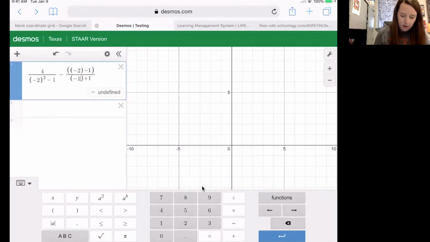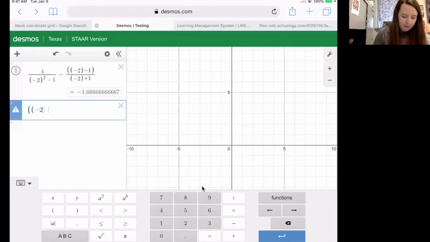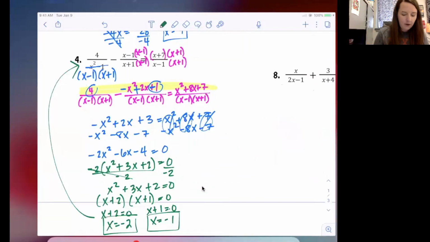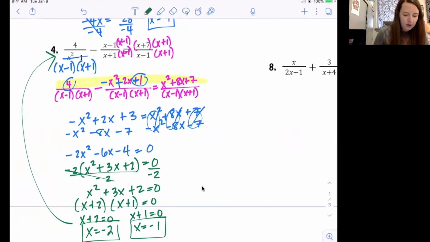So by changing these all to negative 2s, I do get a value. So I'm going to go ahead and plug into the right side a negative 2 to see if we get that same value. So I have negative 2 plus 7 over negative 2 minus 1. You see that you do get that negative 1.66666 repeating. So the value of negative 2 does work on both sides of our equation. So we said negative 1 does not work because that caused one of our fractions to be undefined, but negative 2 does work. So this particular problem only has one solution.